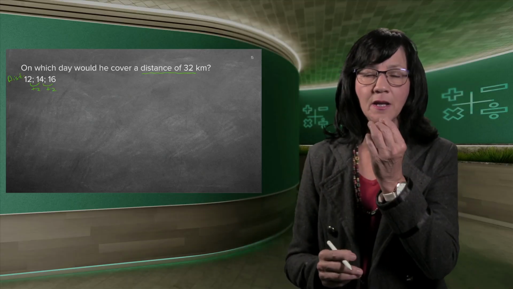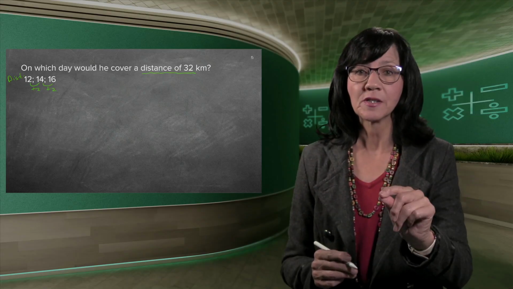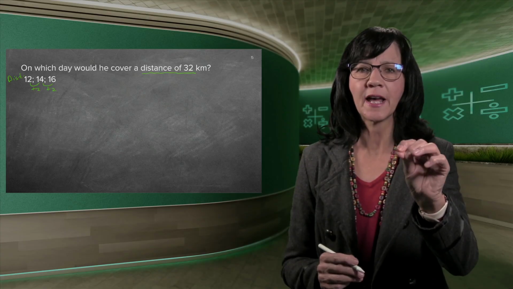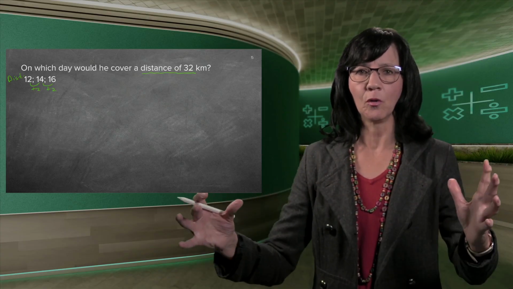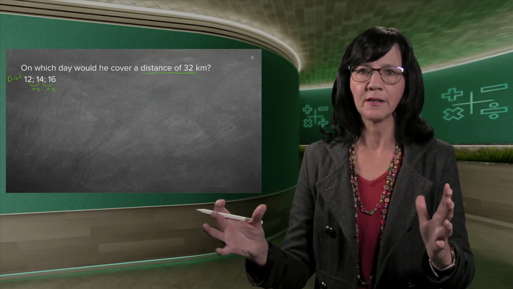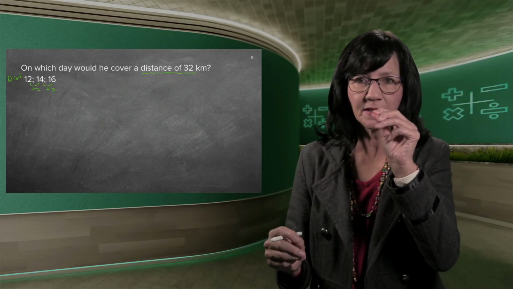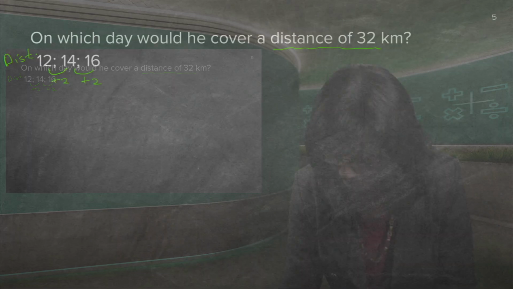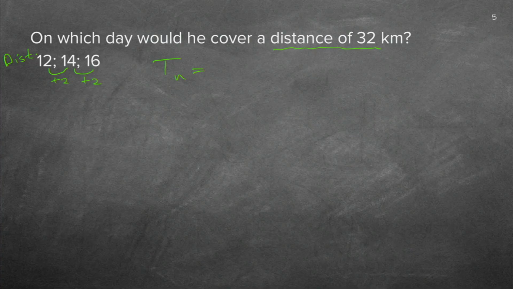Now listen to what I'm saying. Which of these terms? Did they ask me to add it up? Let's read again. On which day? They did not say in total what was all the kilometers. They said on which specific day did he run a distance of 32 kilometers. That's why I know I must use the TN formula. TN for arithmetic is A plus N minus 1 D. Or you could use the other one, DN plus C. You remember, I just prefer this one.